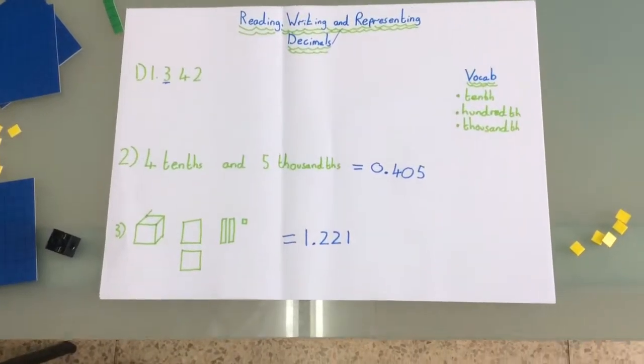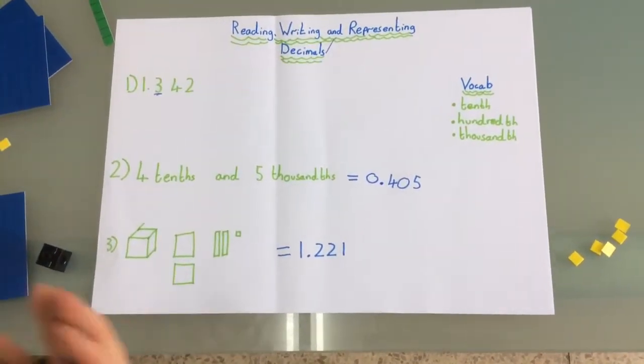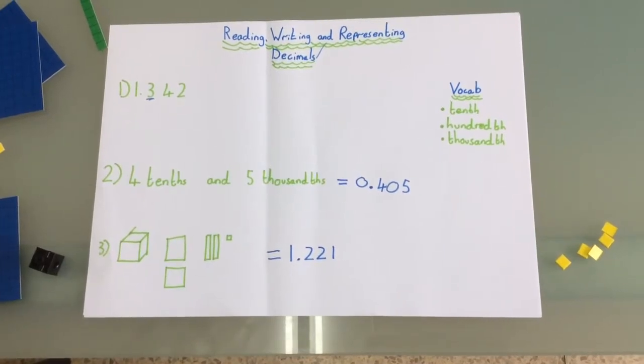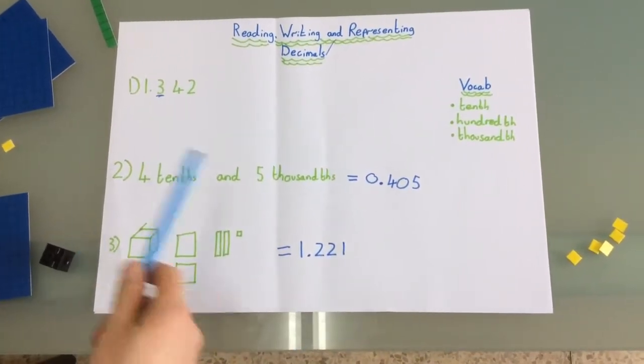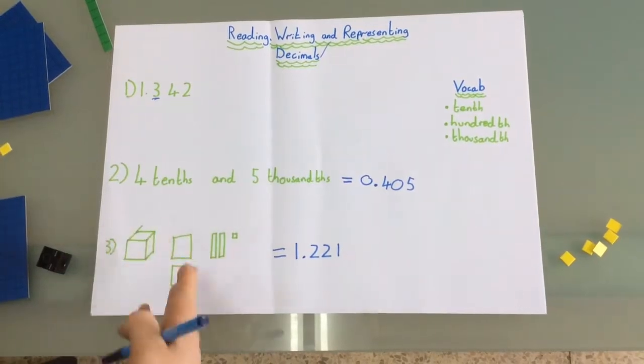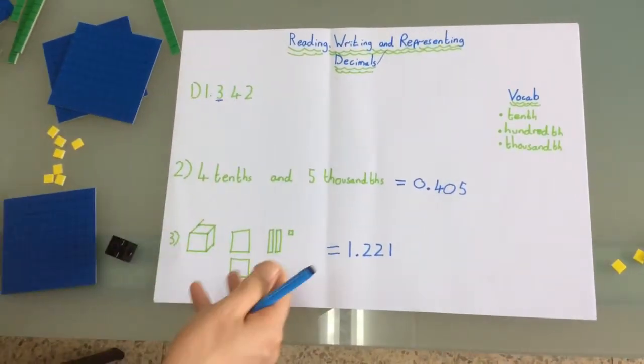In this video, we've just made a short example of the relationship between decimals and tenths and hundredths and thousandths, and we've looked at how we might write them, how we read decimals, and how we represent them using Dienes and using pictures.